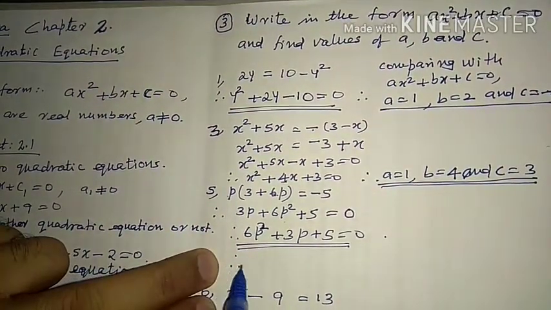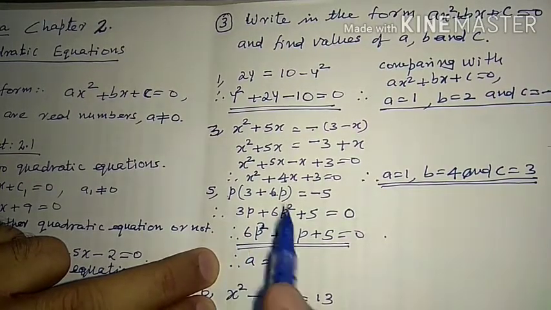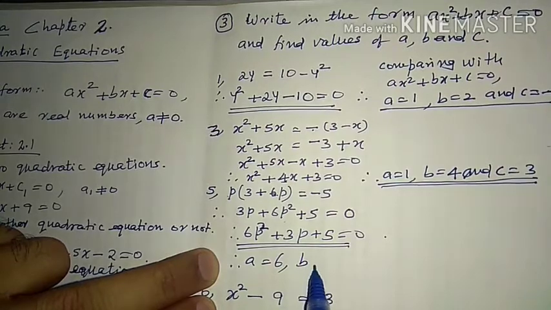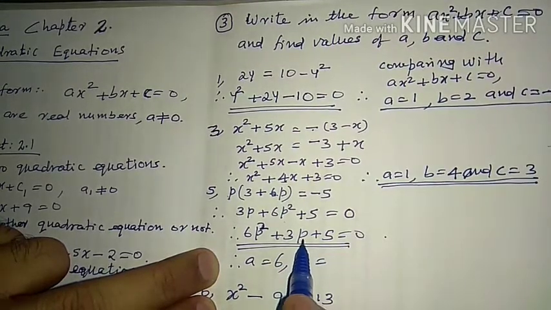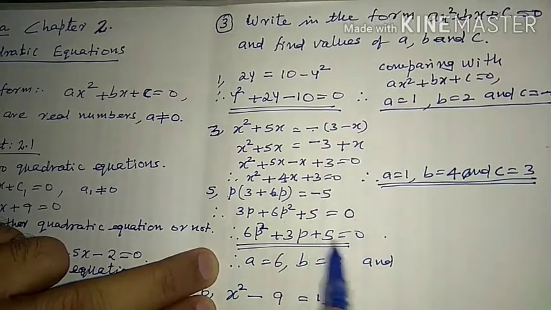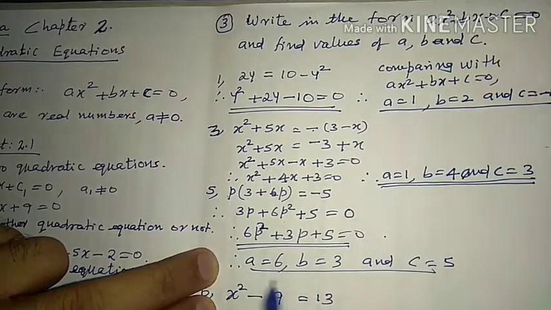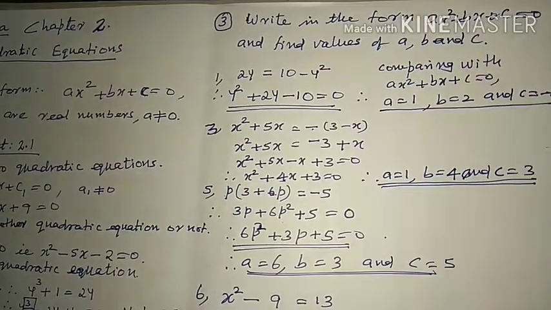Now we write. Therefore, A is the square term, the quadratic term coefficient, 6. B is the coefficient of the linear term, which is plus 3, and the constant term is plus 5. C is 5. So these are the values.